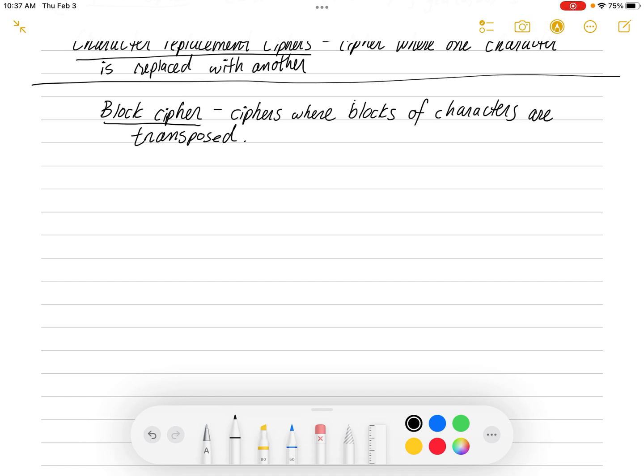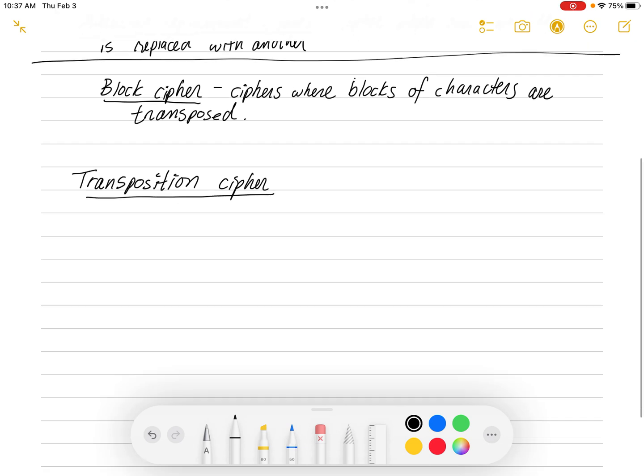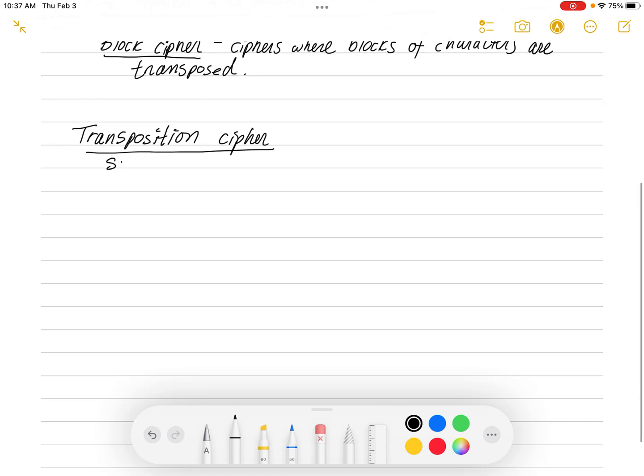In particular, we want to look at a transposition cipher. It's a type of block cipher, transposition cipher. So, and we're going to describe it in the following way. Suppose you have a message with k times m characters, km characters.